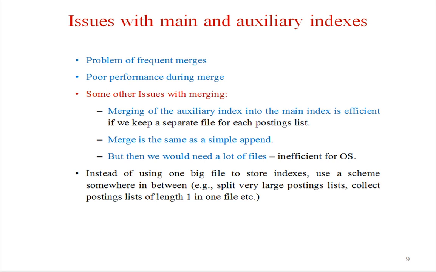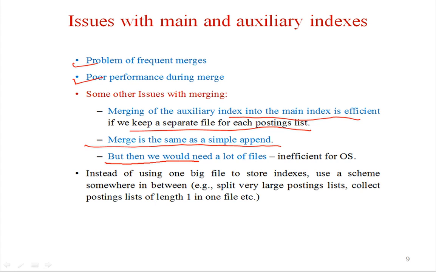The major issues with main and auxiliary indexes are the problem of frequent merges and the poor performance during merges. Another issue is that merging the auxiliary index into the main index is efficient if we keep a separate file for each posting list. Merge is the same as a simple append, but then we would need a lot of files, which is insufficient for the operating system.